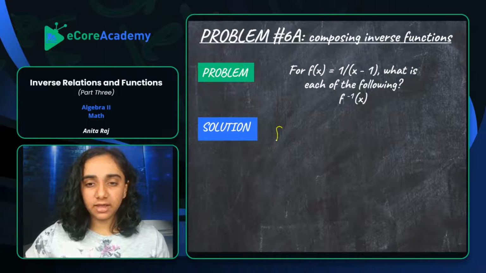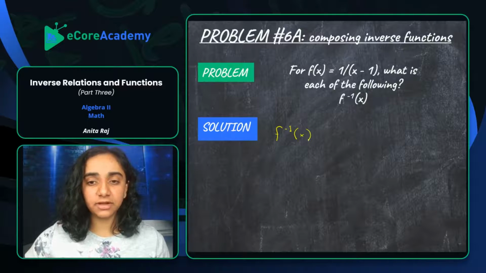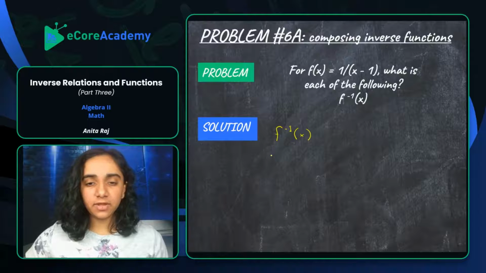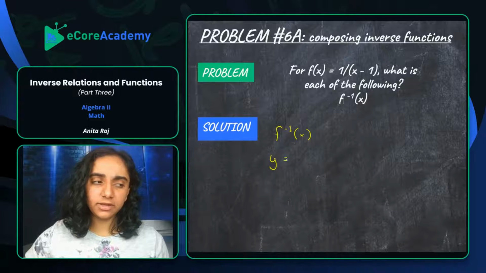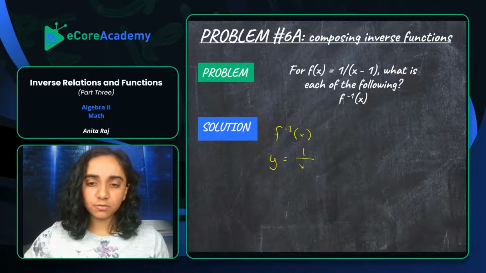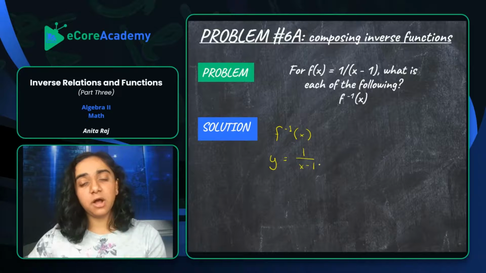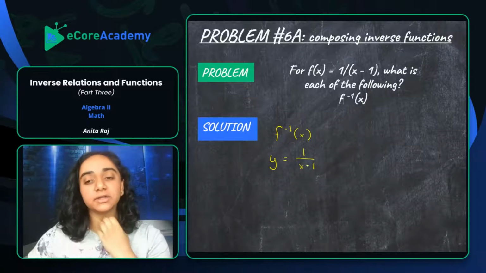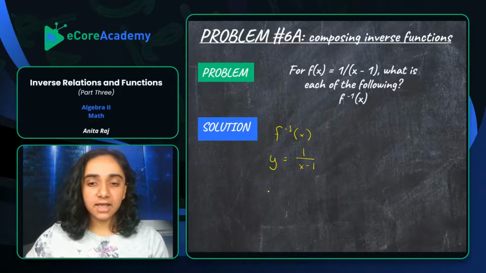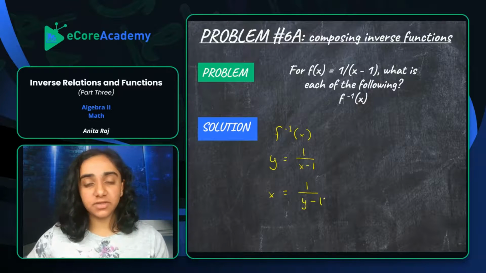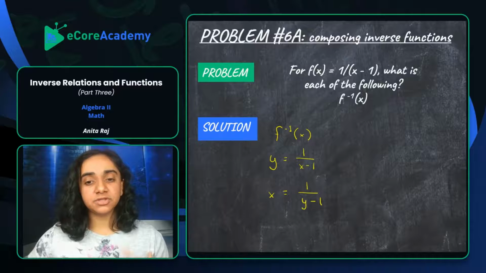So we're trying to find f inverse of x, and this is the notation f to the power of negative 1 of x. I'm going to write the original function we've been given, y equals 1 over x minus 1. Remember, our first step is to swap the x and the y. So in this case, I'm going to rewrite it as x is equal to 1 over y minus 1. You just swap the positions of the x and the y. Your next step is to just solve for y.